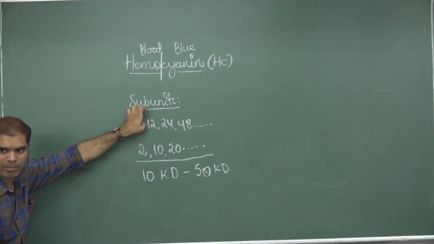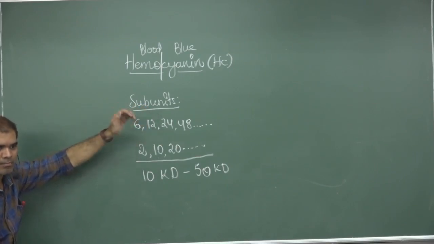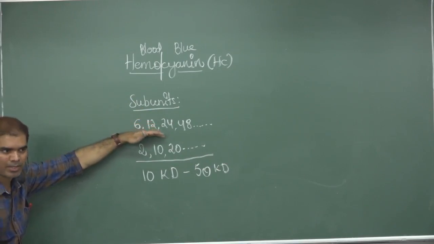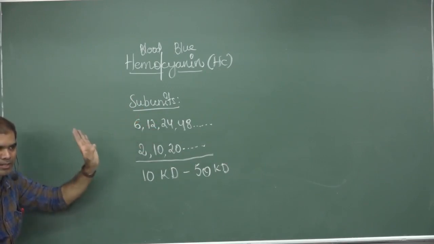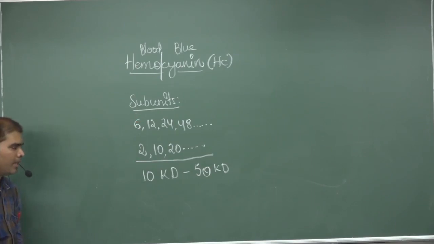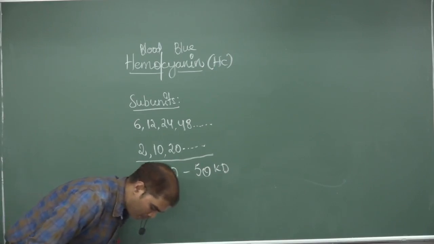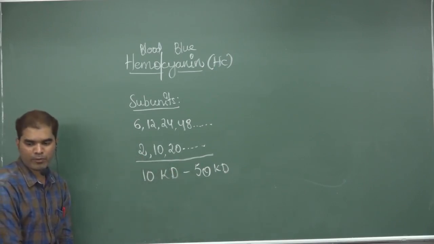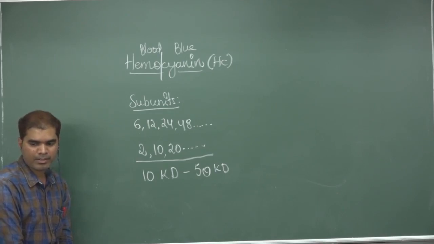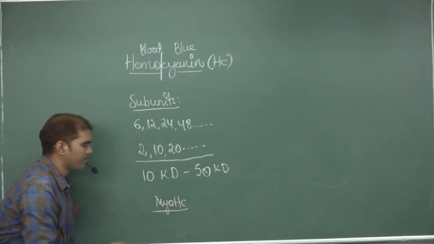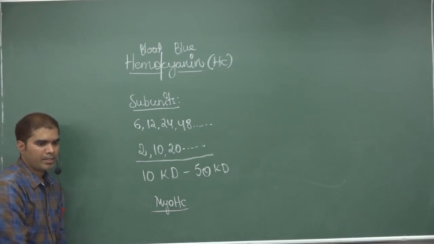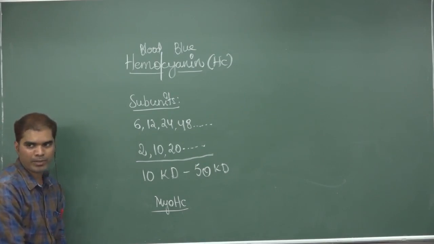In the beginning they thought it was only multiples of 6: 6, 12, 24, 48 and so on. But later discoveries have shown that it is not only in multiples of 6, but you can also find it in 2, 10, 20 and so on. But there is no monomer of hemocyanin. You may note down that point. There is no monomer for hemocyanin, that is, myohemocyanin is absent. Just like you have myoglobin, myohemerythrin, there is no myohemocyanin.